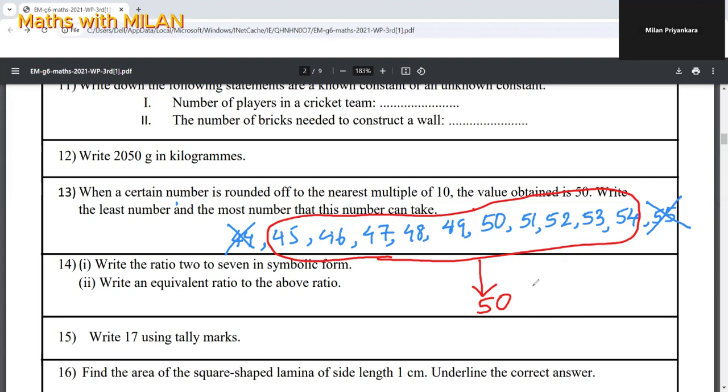Now, obviously, you see the answer. What is the highest number that it can be? The highest number is 54. The least number is 45. So they ask, write the least number and the most number. So let's say 45 is the least number and 54 is the highest number. I think you understand this, right? So very simple. So please do not hesitate to do the rough work.